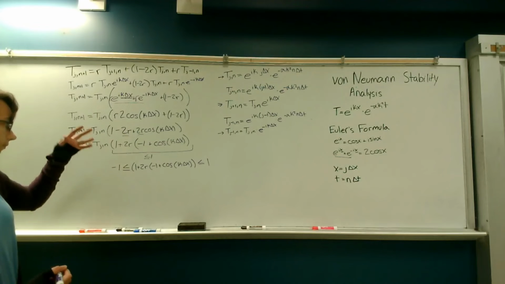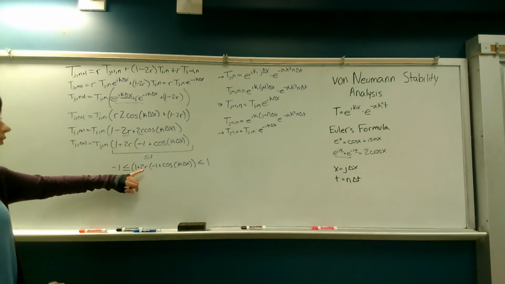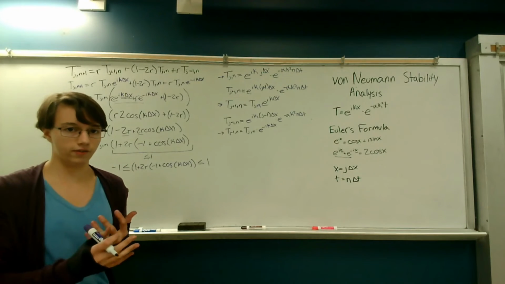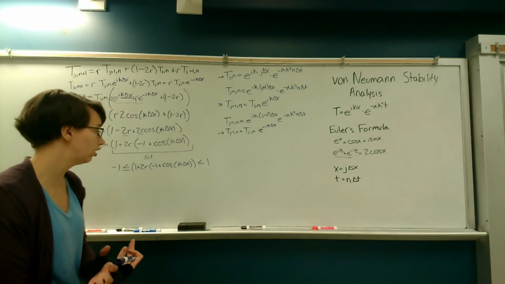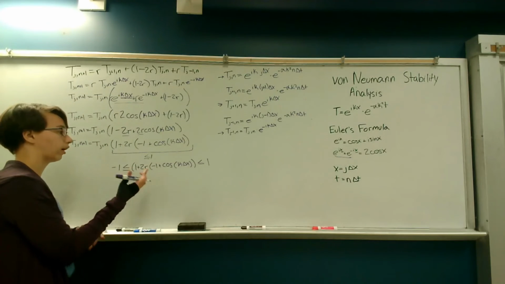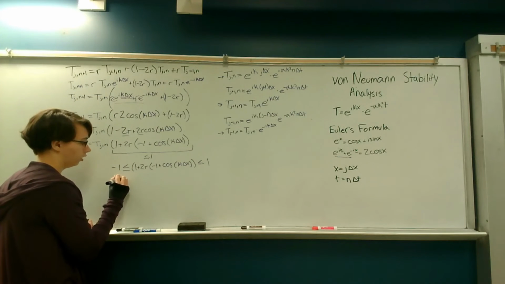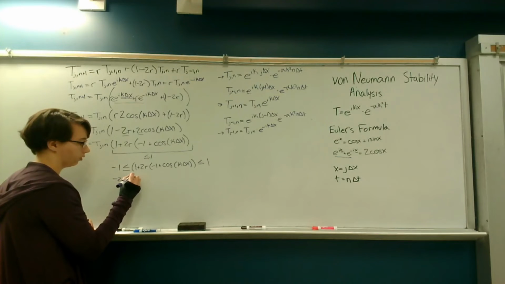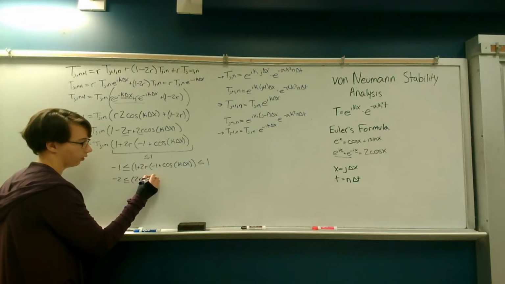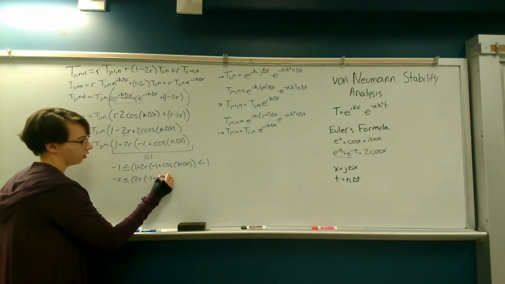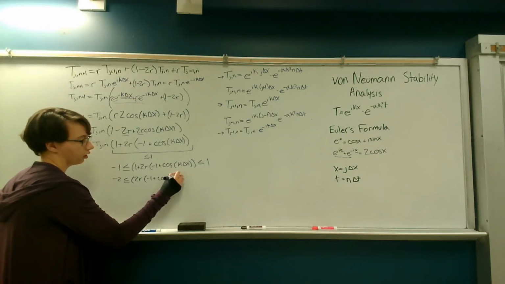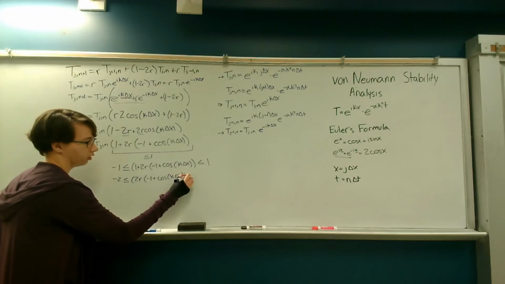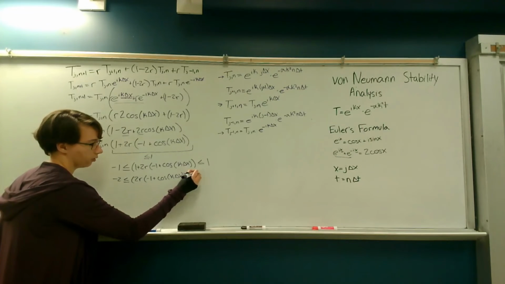Alright, so then what we want to do is we're going to start solving for r, because r is the value that we want to put constraints on. So first thing we do, subtract the 1, so we've got negative 2 is less than or equal to 2r times negative 1 plus cosine k delta x, which is less than or equal to 0.